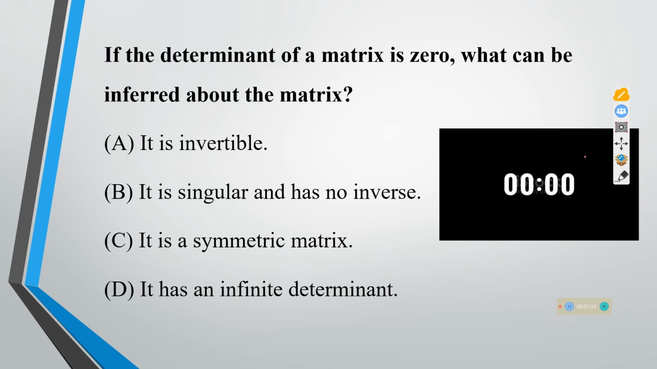So this should now be easier for us. If the determinant of a matrix is 0, what can be inferred about this matrix? This matrix is singular, and if it is singular, then it has no inverse. It is not invertible. If the determinant is 0, then the matrix is not invertible. It is not symmetric; it has infinite determinant. That is not true. So the answer is B. Next question.